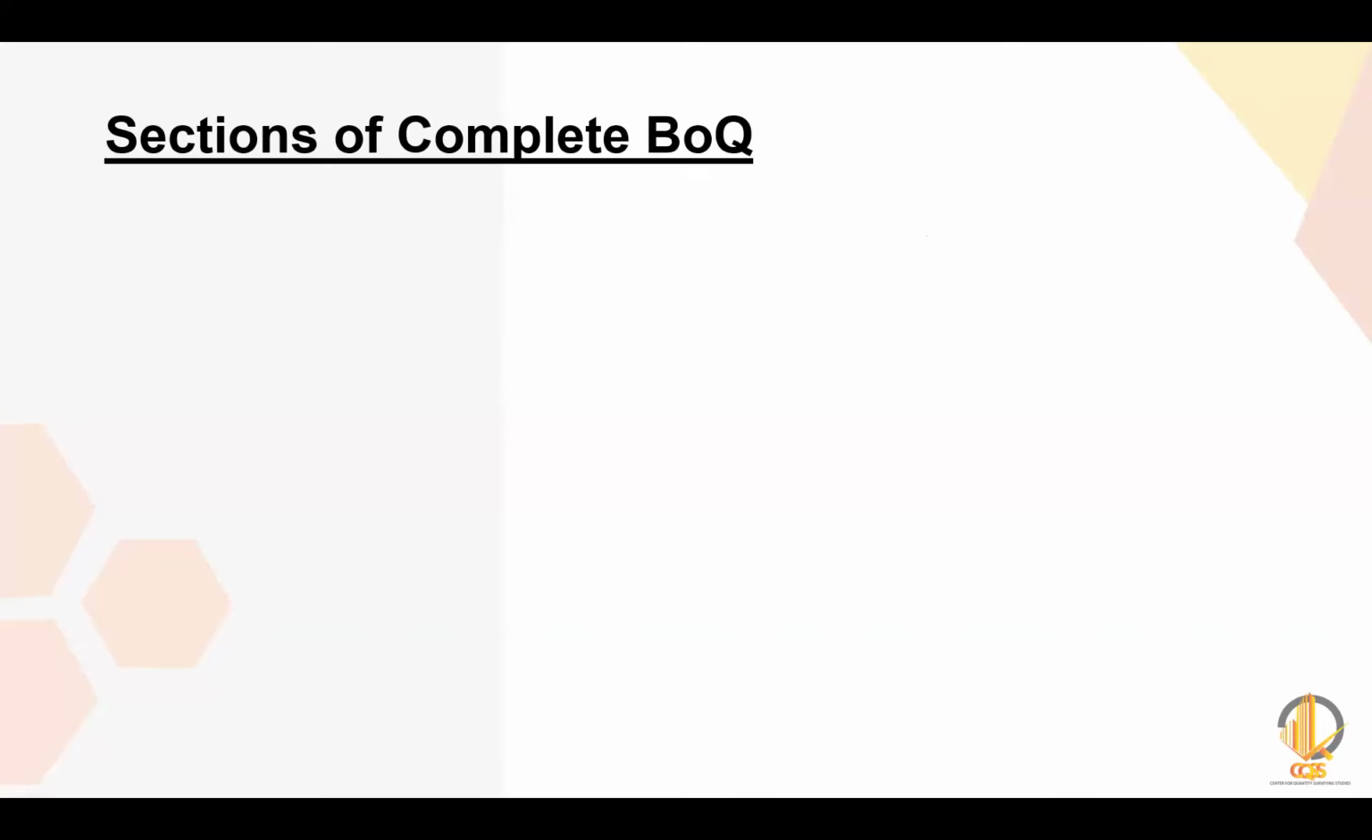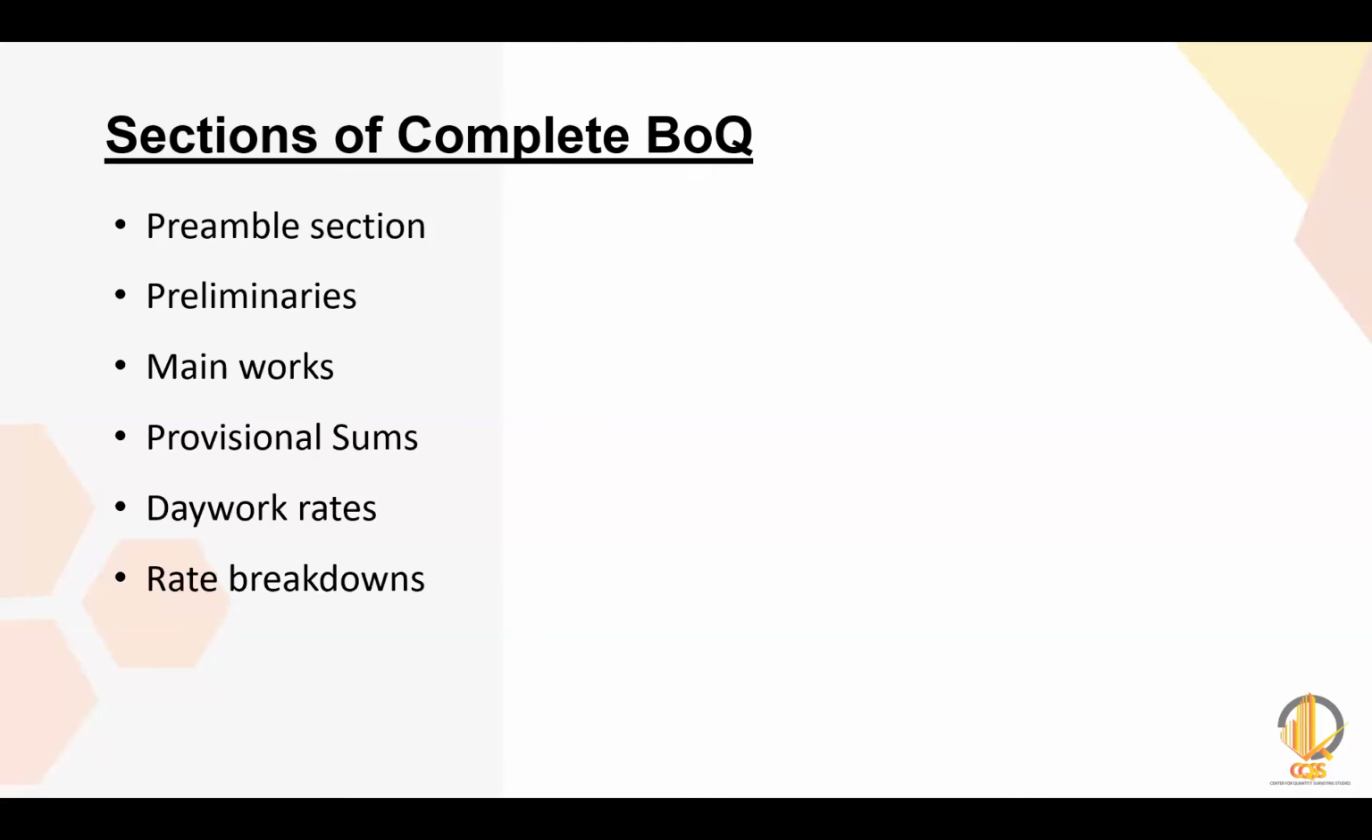This is also one of the typical questions I ask when I am part of the interview panel to recruit quantity surveyors for our companies. What are the sections of a complete BOQ? Most of the typical answers will be item description, unit of measurement, rate, quantity, amount. No. We have these sections: preamble, preliminaries, main works where you are going to measure your works, and provisional sums, day works sheets, rate breakdowns.